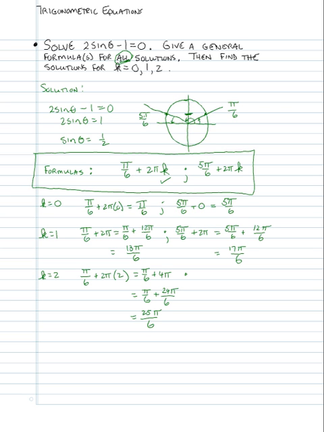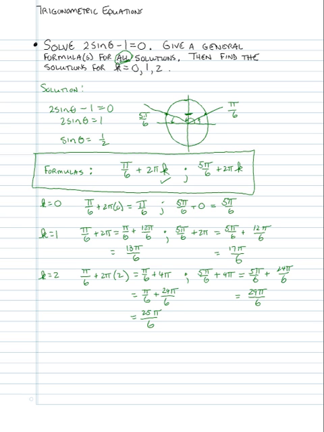Now, similarly for the second equation, I would have 5 pi over 6 plus 2 pi times 2, which is 4 pi. And then I'd write that 4 pi in a fashion so that I had a denominator of 6. That ends up being 24 pi over 6. And so when I combine those, I end up with 29 pi over 6. 5 pi plus 24 pi is 29 pi.